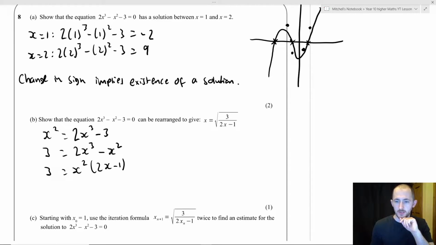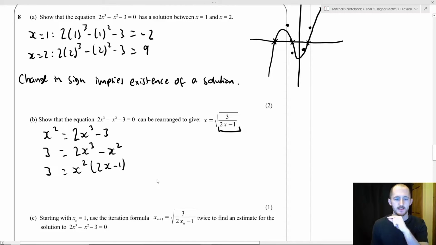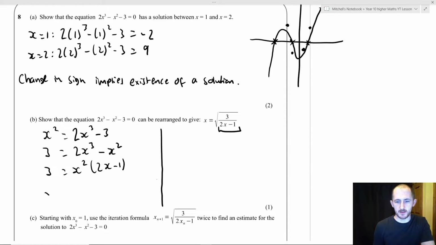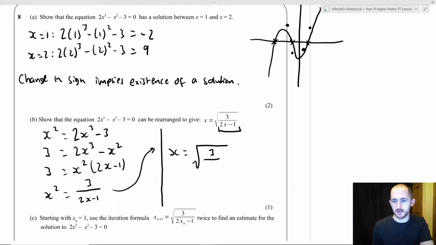And if you have a look, I now have the denominator of that fraction. So I'm in the money. Okay? So even though I made a slight mistake in the beginning, I constantly think, okay, look at the answer. Does it make sense? Does it make sense? Does it make sense? Okay? So now if I divide both sides by 2x minus 1, I'm going to have x squared equals 3 over 2x minus 1. And then all I need to do is square root both sides. And I get the square root of 3 over 2x minus 1.